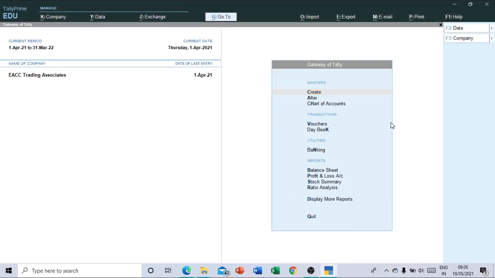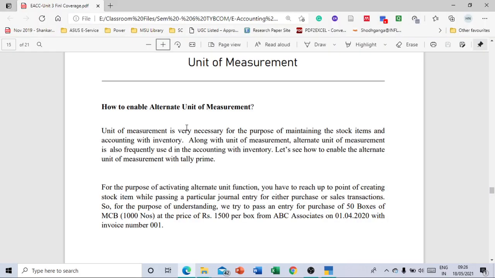Good morning, friends. Let's talk today about the new topic, unit number three, after the cost center and the cost category. The next topic I want to cover in today's session is unit of measurement. I know the unit of measurement was already discussed in unit number two, but that was only partially discussed.